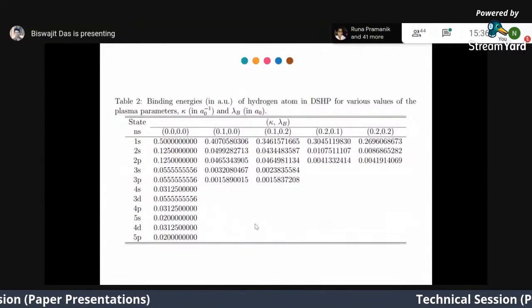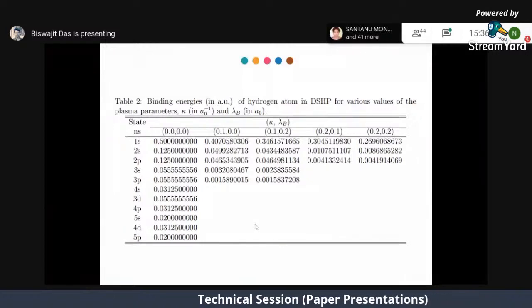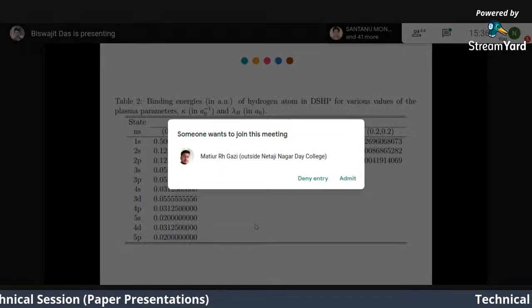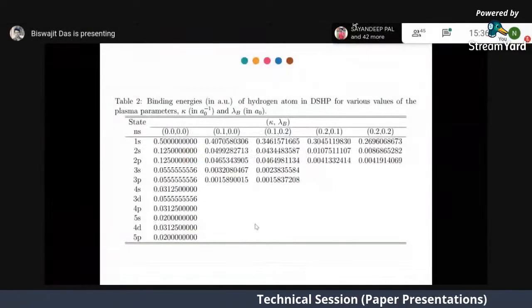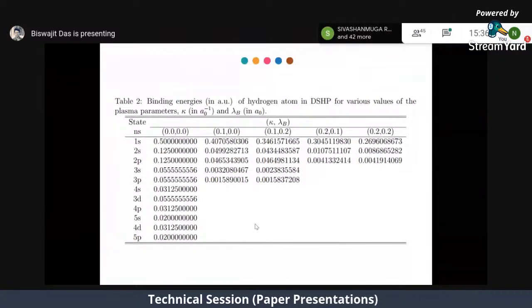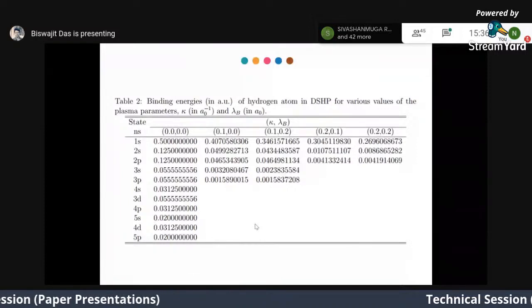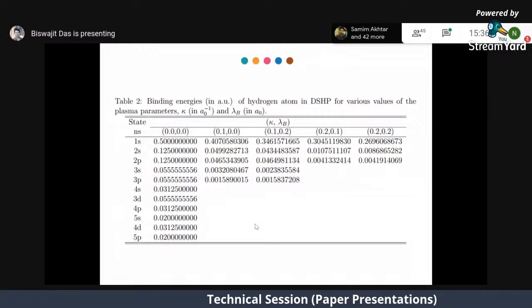In table 2, some binding energies of hydrogen atom are given. We see that the number of binding energies, that is ground state energies, is finite. But in the Coulomb potential, the number of ground state energies of hydrogen is infinite.